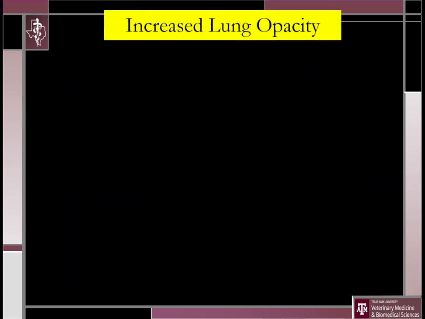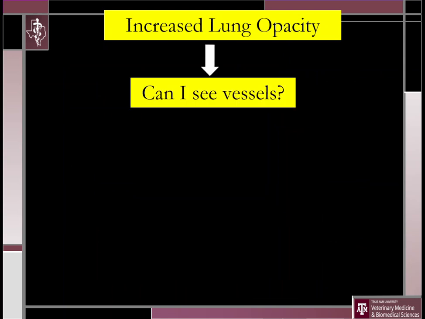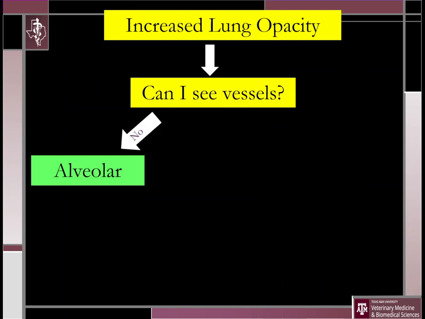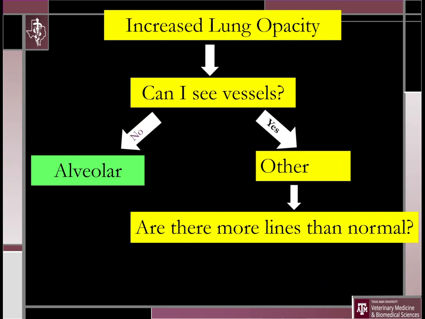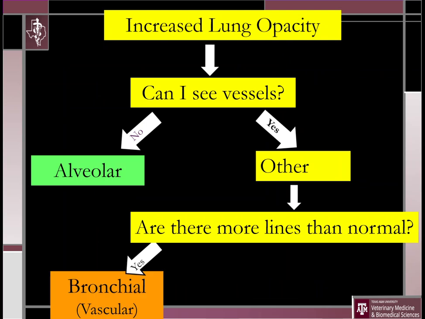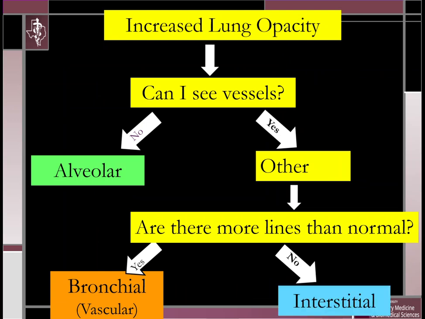So if we have increased opacity in the lungs, you went through your algorithm, whether you can see vessels. If you can't see vessels, you have that alveolar pattern. If you can still see vessels and there's like more lines than normal, then you have a bronchial pattern. And if we can't see more lines than normal, we can see vessels, but their pattern is like fuzzy, then we have an interstitial pulmonary pattern.